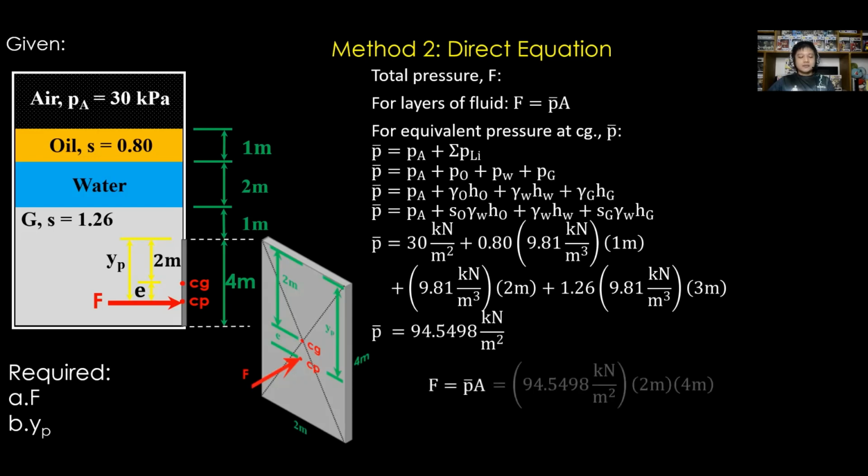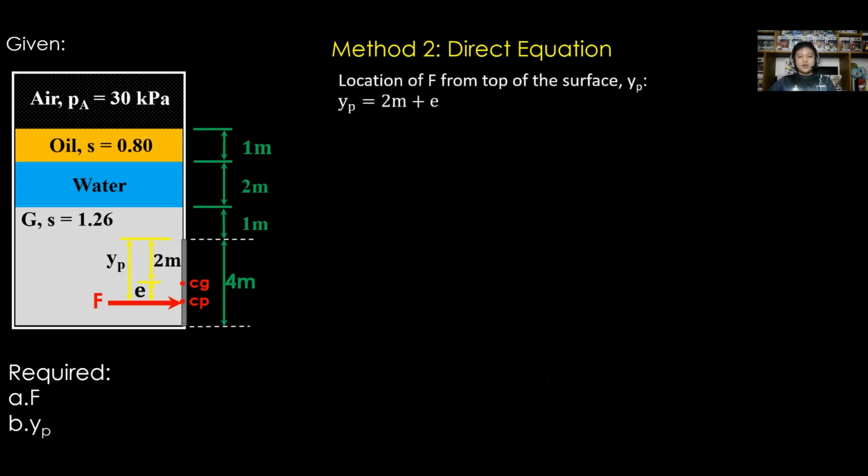For F, substitute P bar and area, that is 2 by 4. Therefore, F is equal to 756.398 kilonewtons. That is again towards the surface of the submerged plane surface. So for the location, from the figure, y sub p is equal to 2 meters plus E. The eccentricity E is equal to I all over A times H bar, wherein I for rectangular shape is 1 over 12 times B times H raised to 3.